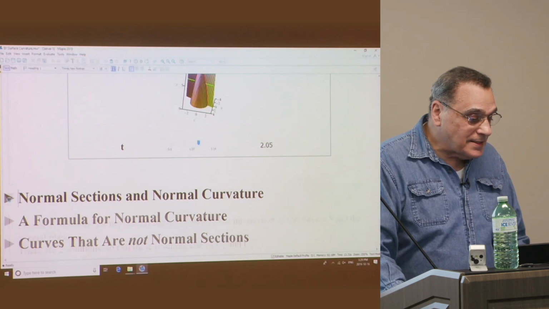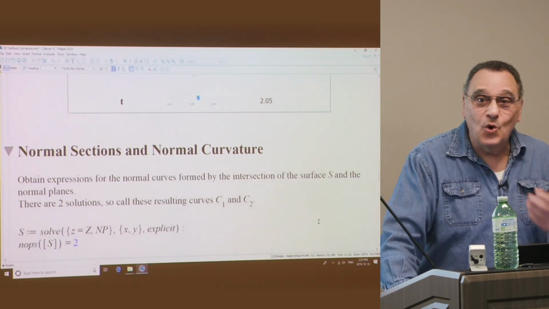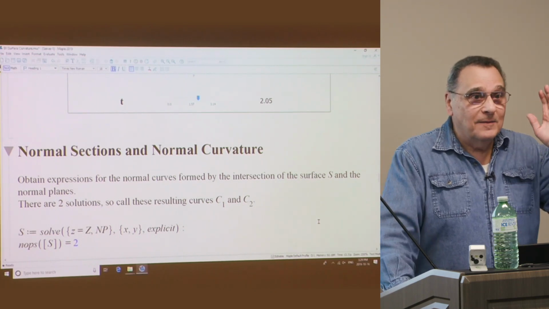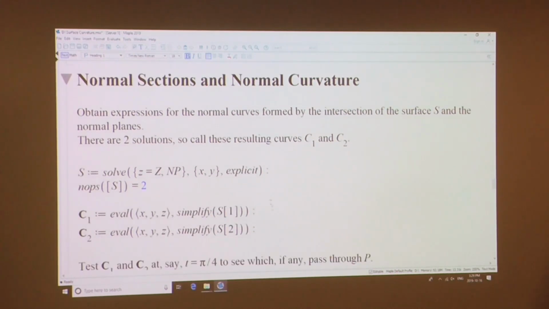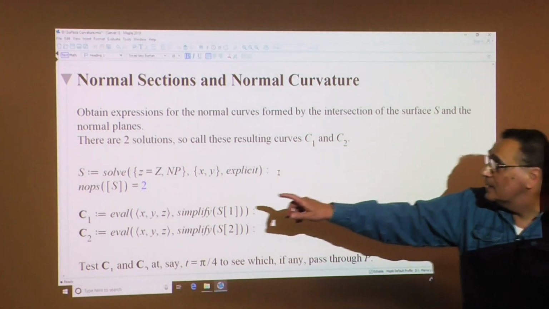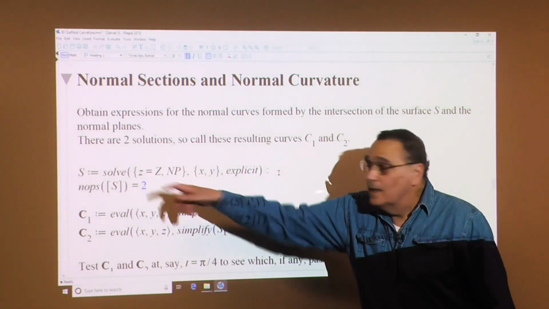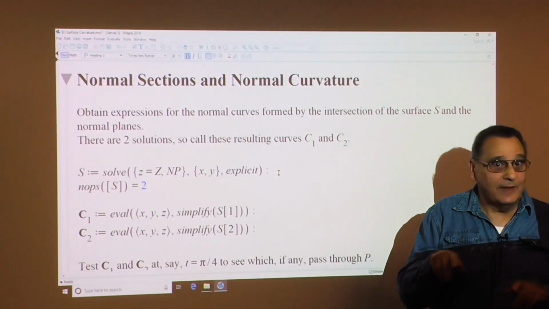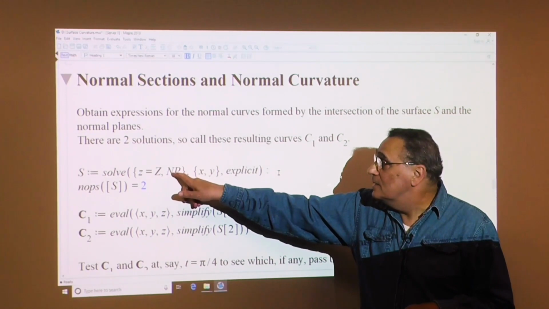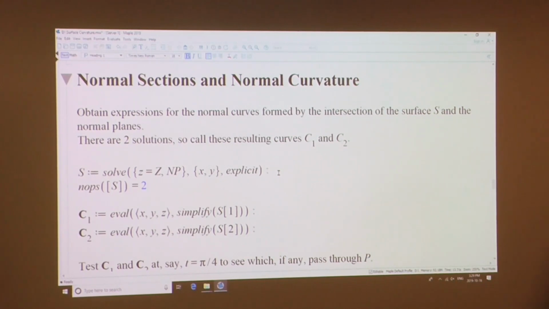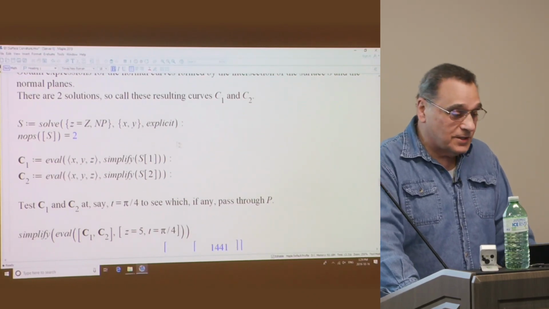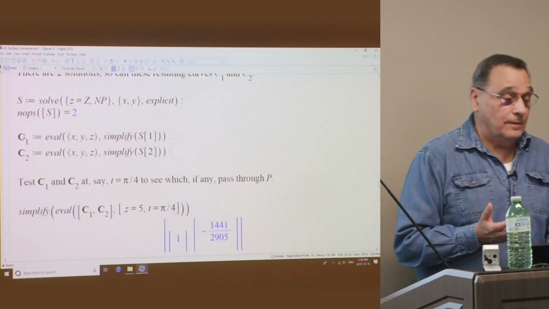So I seem to be on the way to getting these normal sections. Now I need to get the Frenet curvature of those normal sections, so I need to do the intersection analytically. This is the surface, right? z equals z of x and y. And this is the cutting plane. I have to intersect those, solve them simultaneously, and there are two solutions. That gives me two possible curves to explore, and I call them C1 and C2.